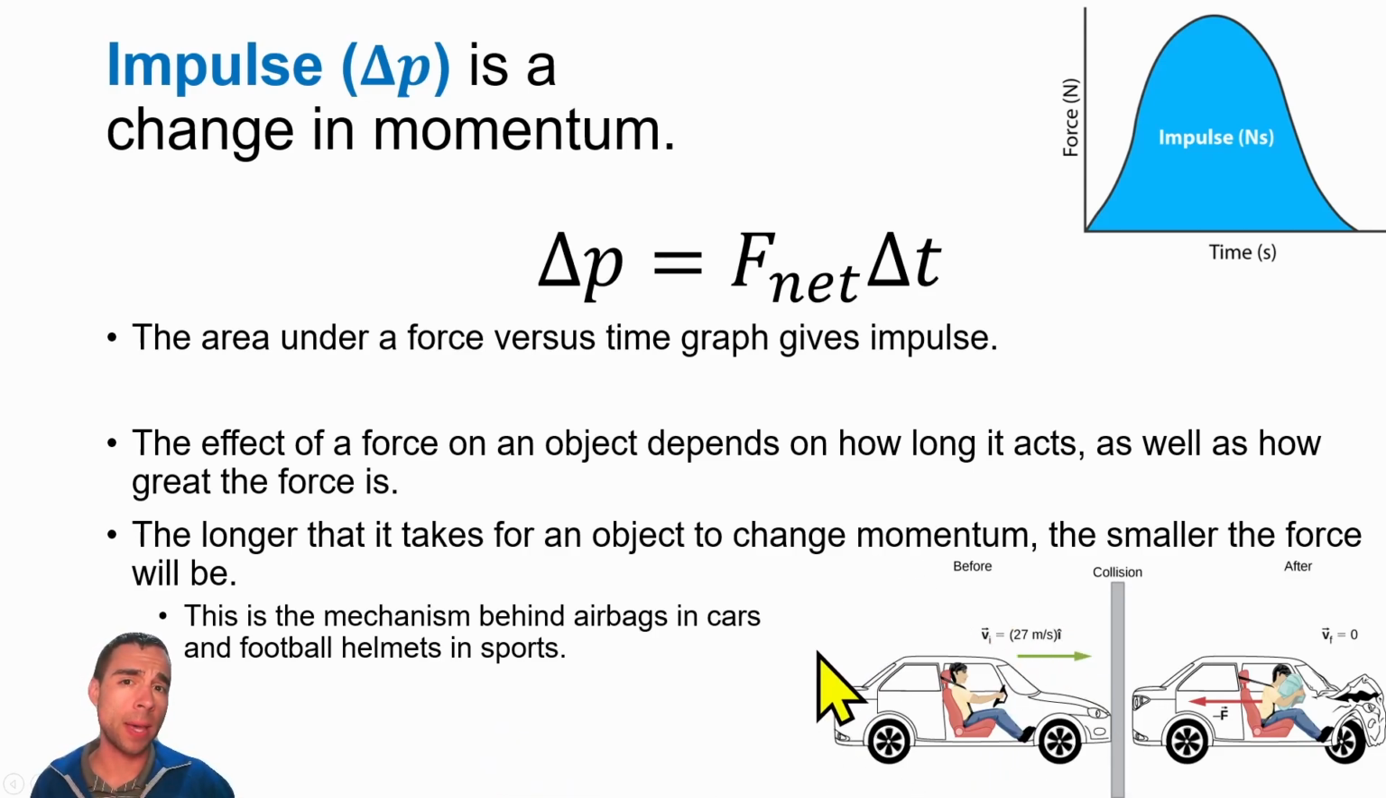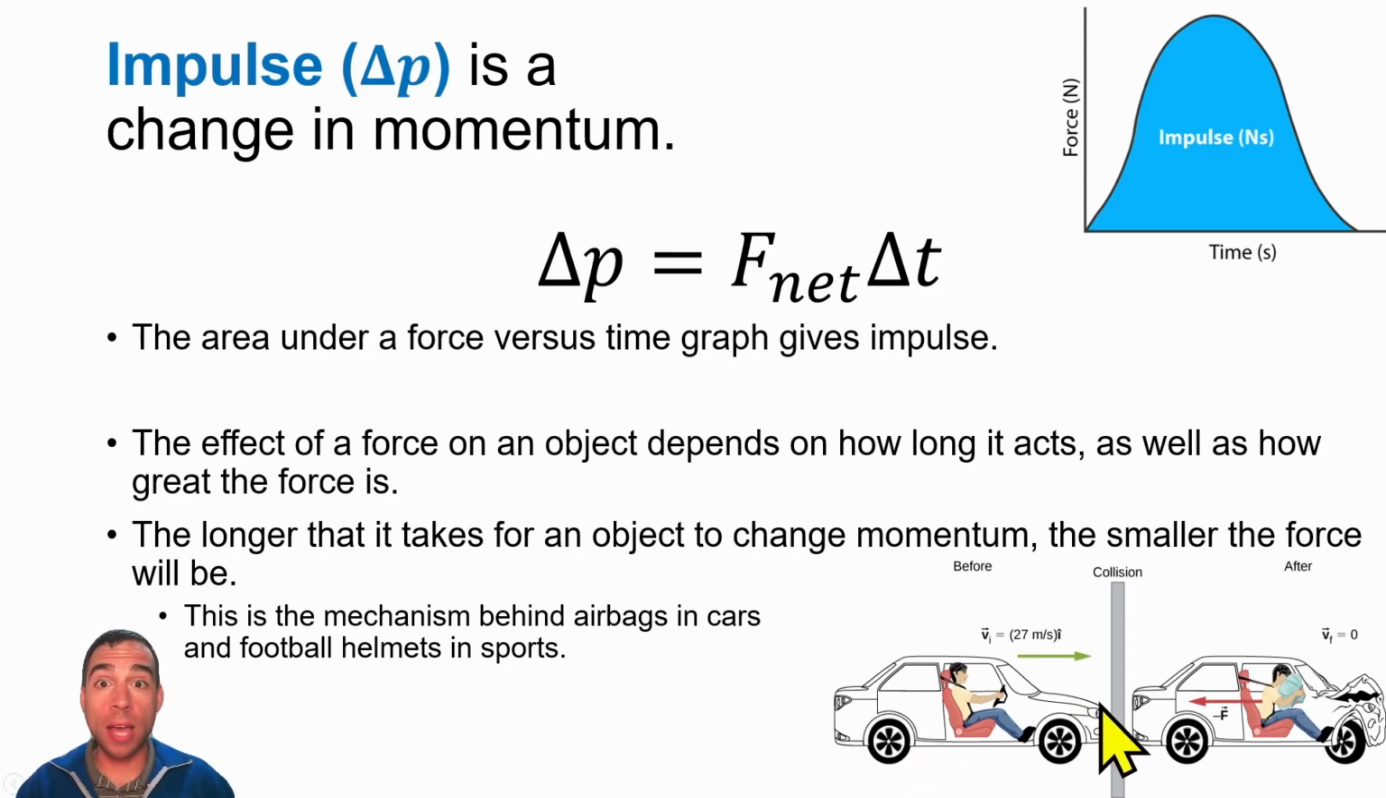Think about an airbag in your car. When you're initially moving at a very fast speed and you collide with something and your speed goes to 0, then we would have a change in momentum. Your velocity changed, and you would experience a very large force in that case. But if we can elongate the amount of time that it takes for that collision to take place, if we can stretch out the amount of time in which your velocity changes, then the force that ends up being felt is less.